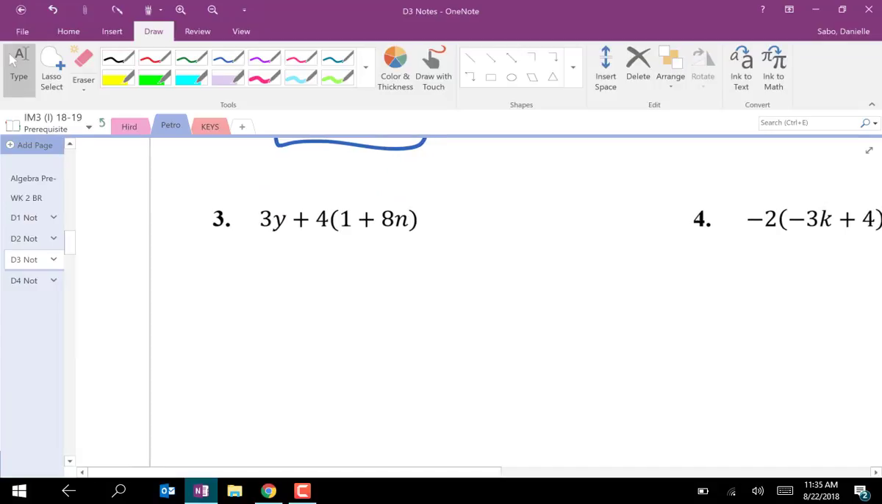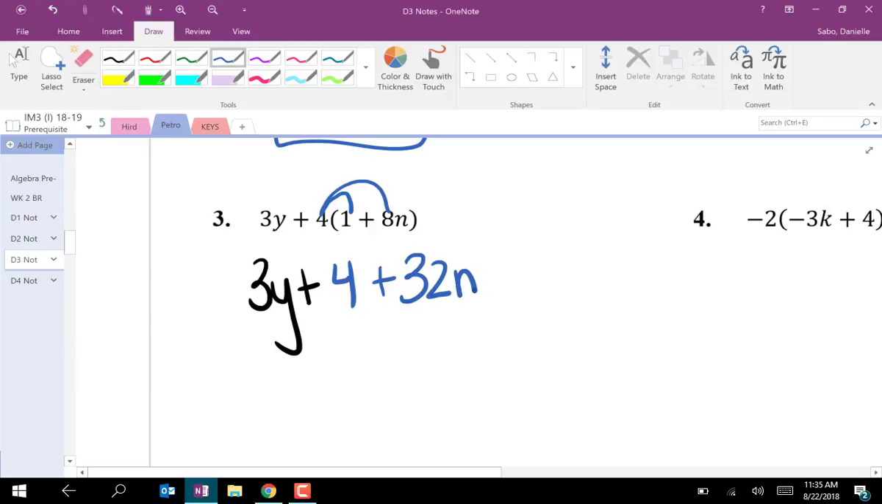Let's go ahead and do this one. So I'm going to bring down the 3y. I'm going to bring down the plus sign. Then that 4 outside of the group means I need to multiply to both. So 4 times 1, which is 4. 4 times 8, which is, there we go, 32n. Okay? So if it helps you to draw those little arcs, I still do it, and I'm way older than you. Okay? Then go ahead and do that to make sure that you multiply them in.